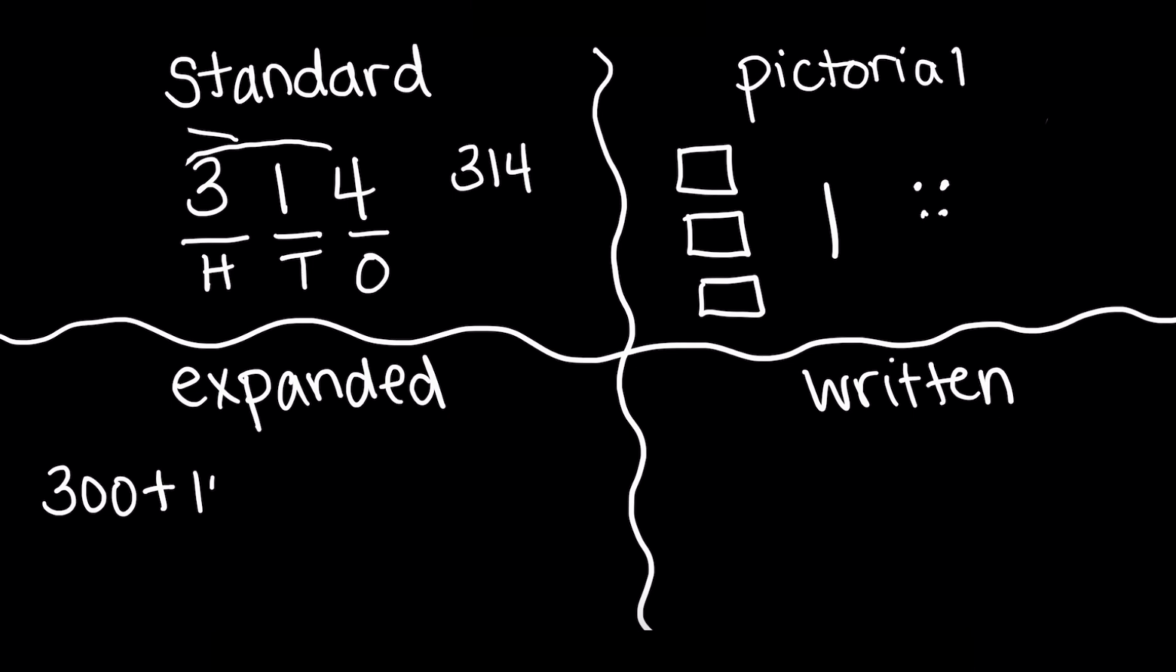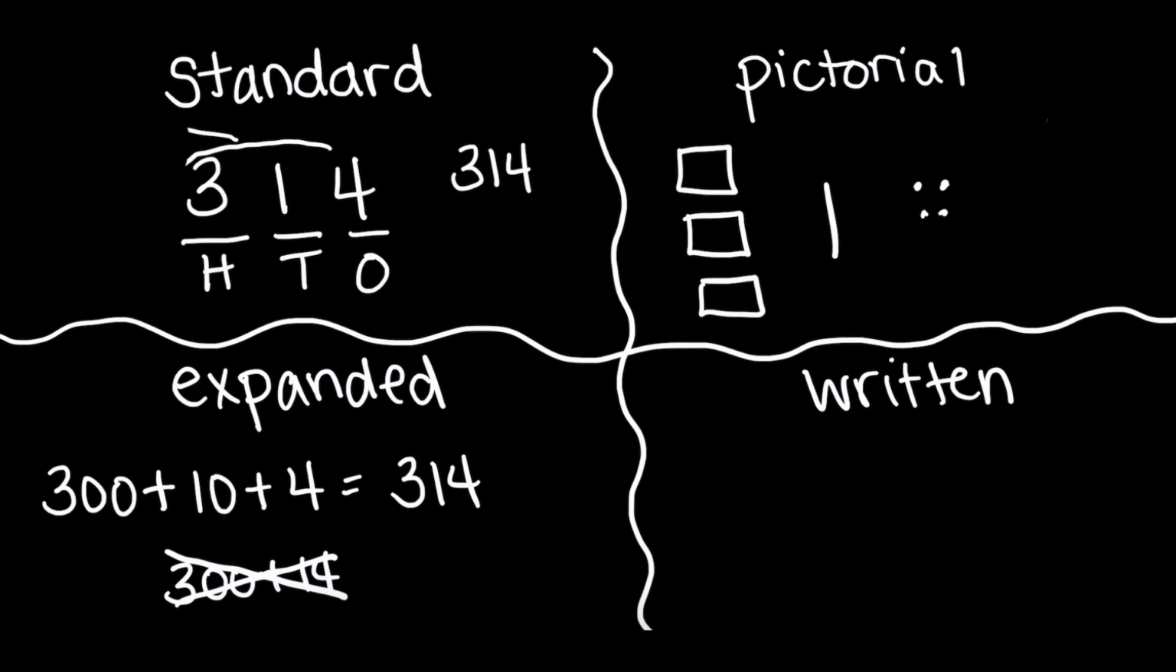Let's move on to expanded form. I need to decompose 314 into its parts. So I know the 3 is a 300. I need to add that to the 1 in the middle, which is actually a 10. And then the 4 from the ones place. Make sure you break apart the 10s and the 1s. Sometimes people leave them squished together, and that's not the correct way to write expanded form.